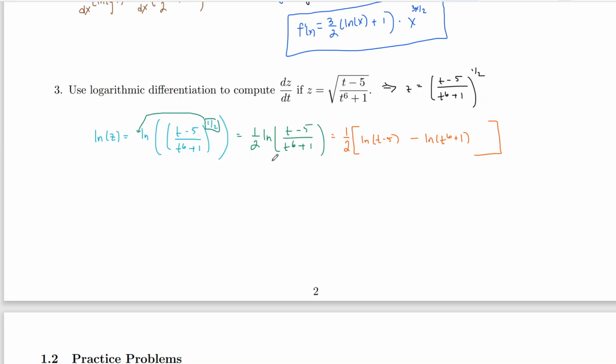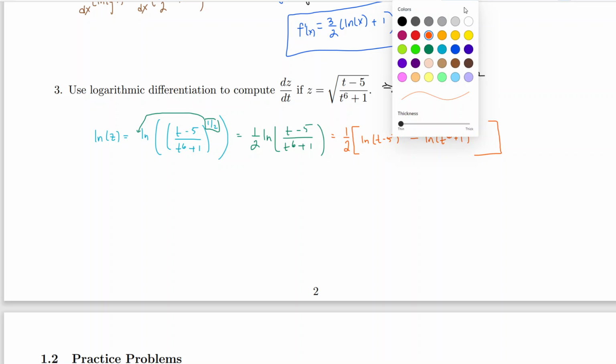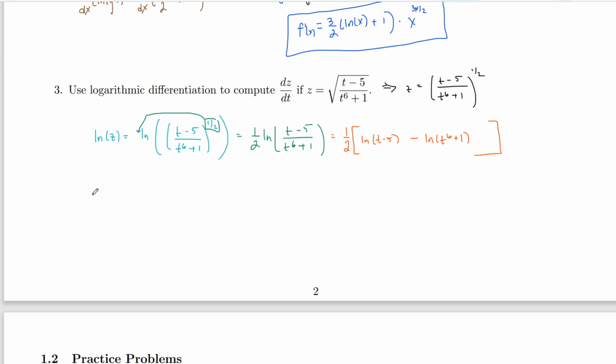Now, think about what's going to happen here. Now we're simplified. We can't break up logs over addition or subtraction inside, which means these are stuck like this. And the 6th power here is not raised to the whole thing, which means this is completely simplified. At this point, this is what we would do the derivative of each side of. Let's go ahead and do that.